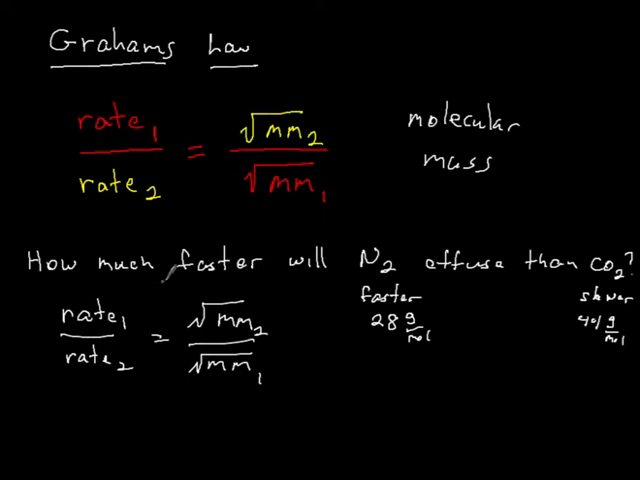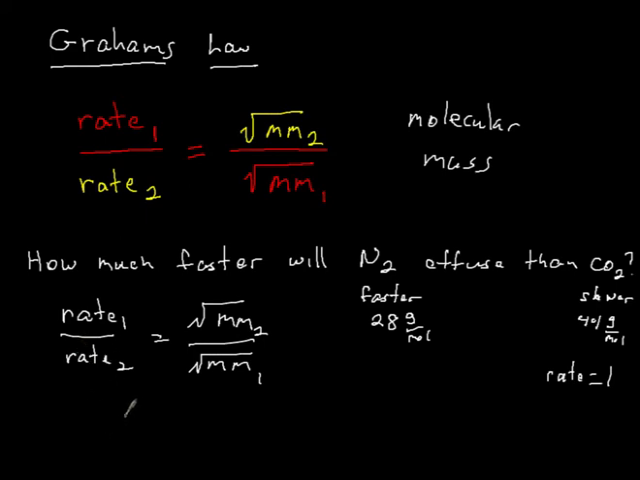You've simply been asked to find the relative rate, how much faster of one gas than the other. So we're not looking for an actual rate, but a relative rate. And so what we're going to do is we're going to make the rate of the slow one 1. We're going to make the rate of the slow one, in this case carbon dioxide, we're going to set its rate equal to 1. And so let's plug it in.